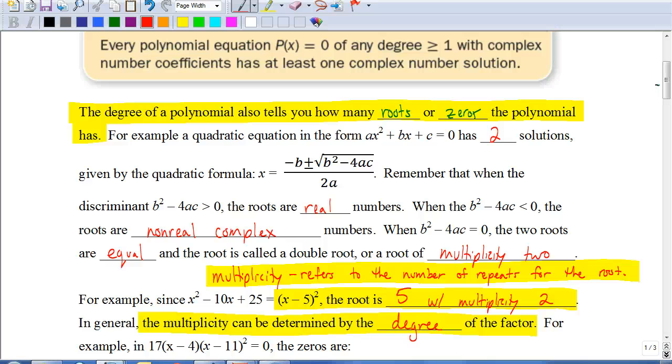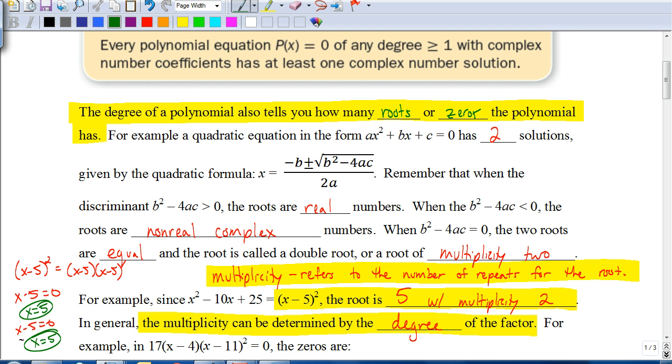Now we also have this idea of multiplicity. Multiplicity is referring to the number of repeats of each root. So for example, if I have (x minus 5) in parentheses squared, the root is going to be 5, because if you think about it, (x minus 5) squared means that we have (x minus 5) times (x minus 5). Well, if I set each of those equal to 0, they would both yield a root of 5. So there's our answer for both of those.